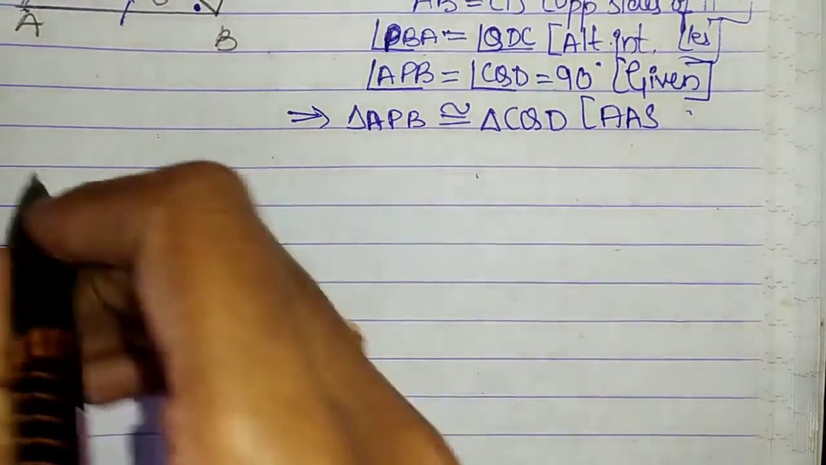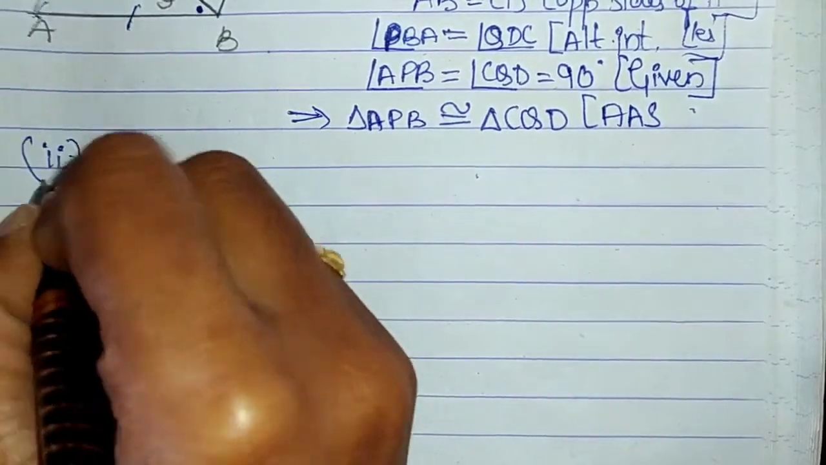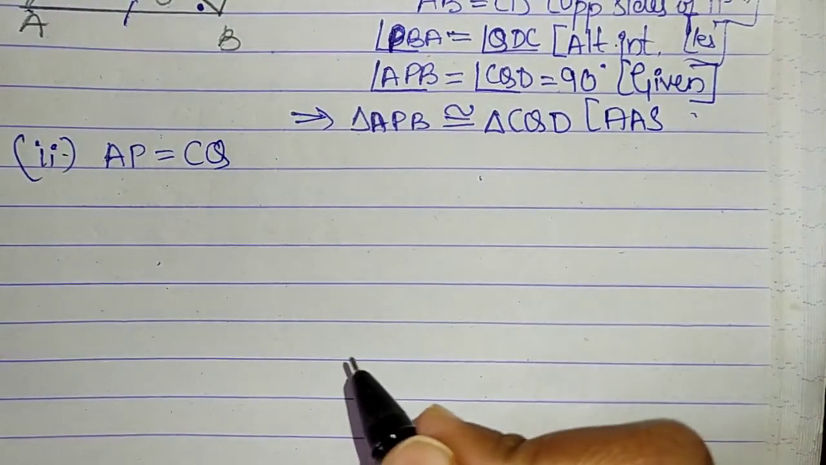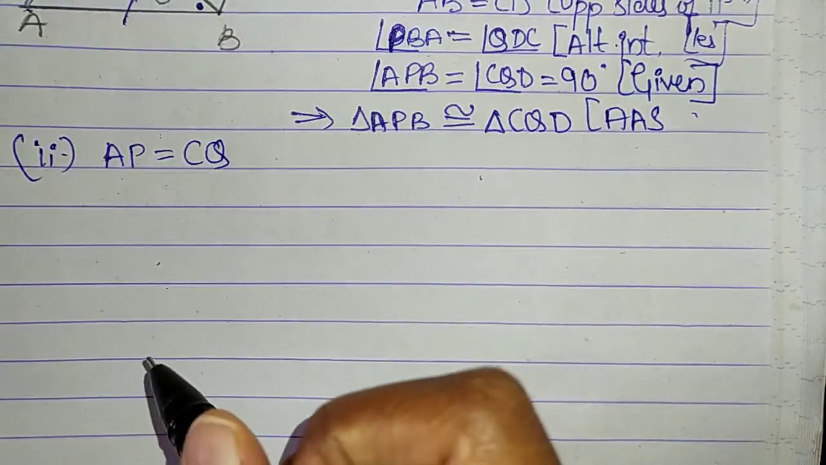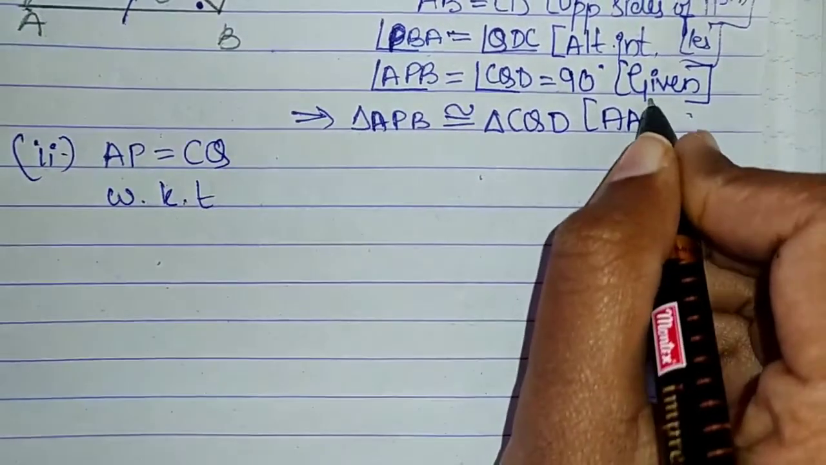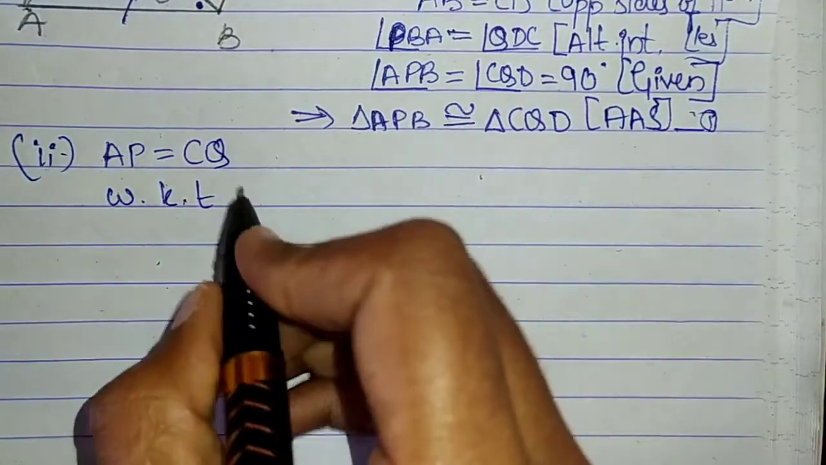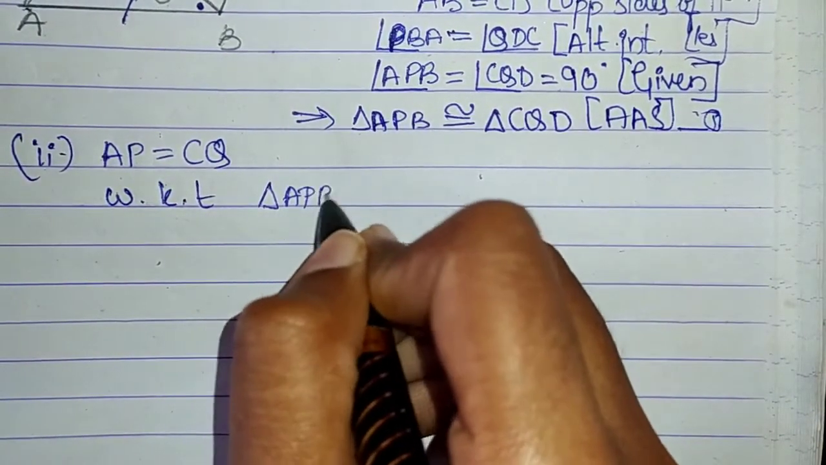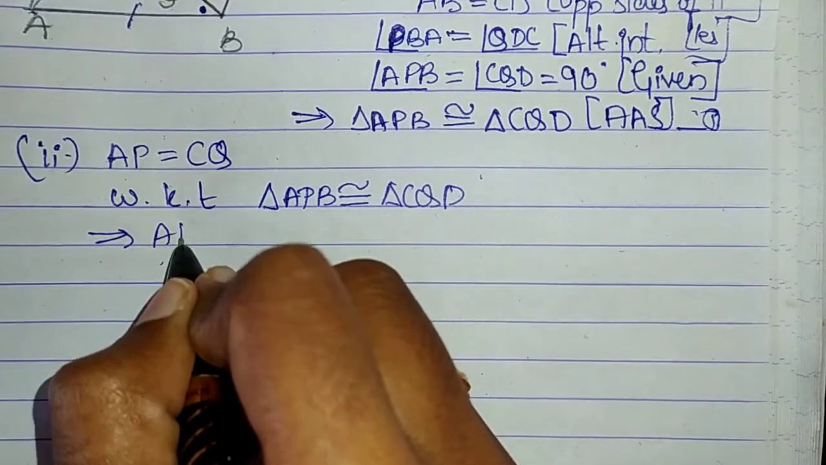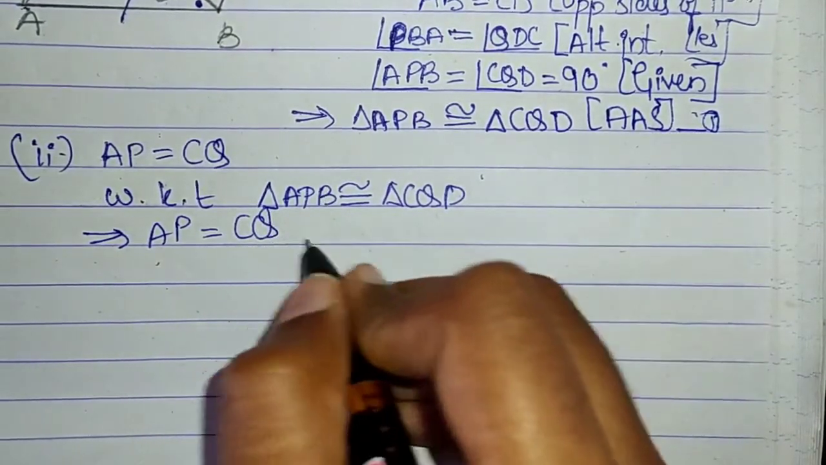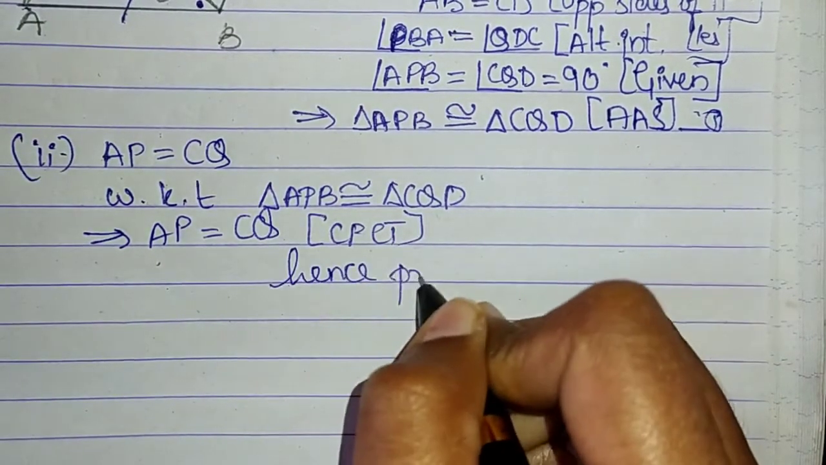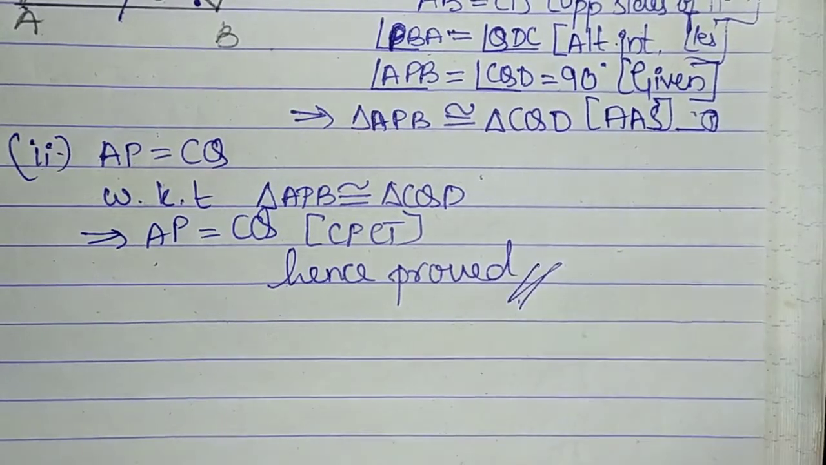So then after that we have to prove that second sub question, that AP is equal to CQ, that those perpendiculars are equal to one another. Name this as result 1. We know that triangle APB is congruent to triangle CQD. So this implies AP is equal to CQ by CPCT. Hence proved. This is the solution to the 10th question.